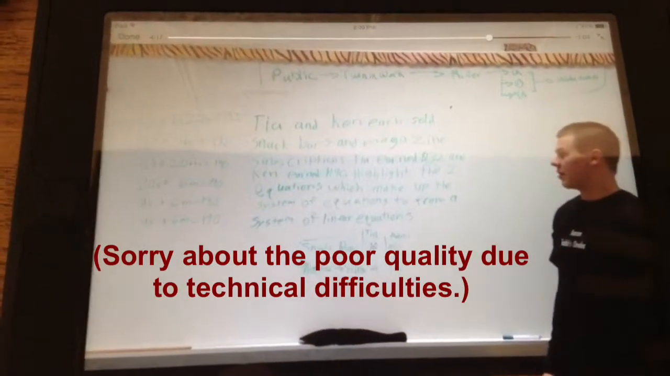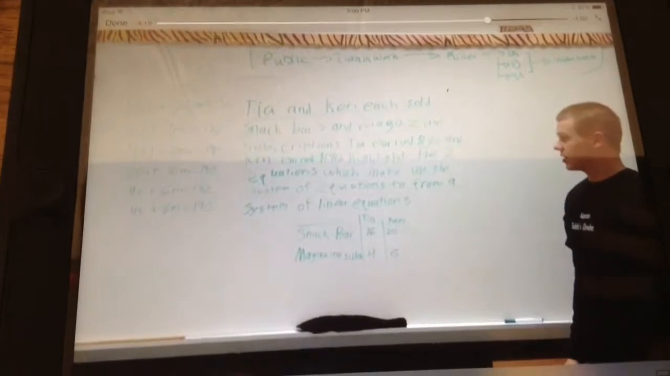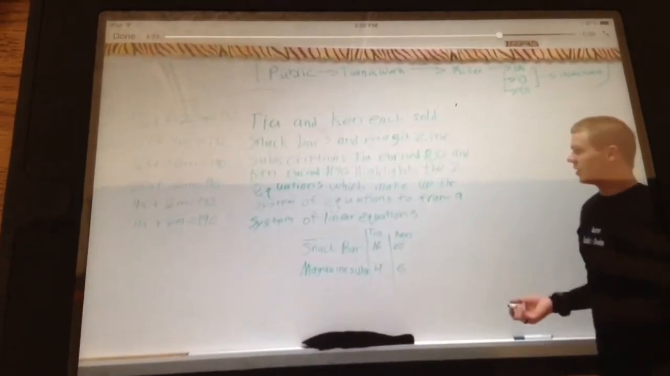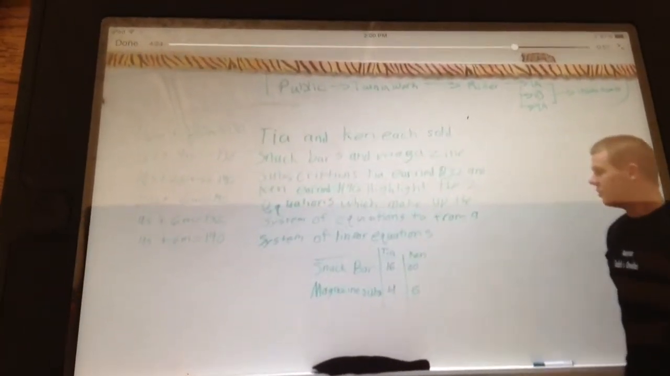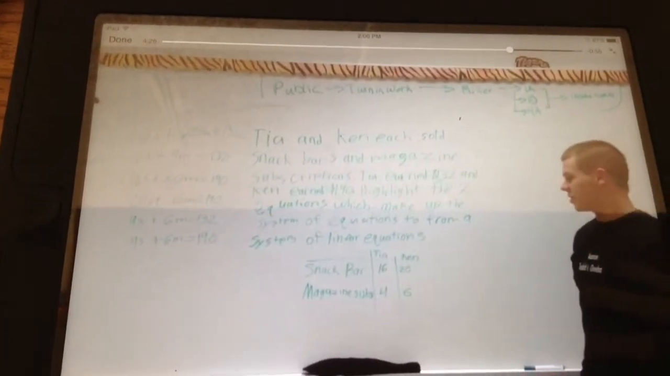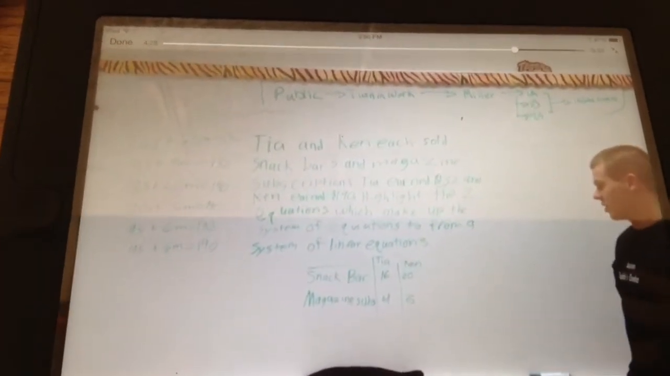Each sold snack bars and magazine subscriptions. Tia earned 132 and Ken earned 190. Highlight the two equations which make up the system of equations to form a system of linear equations.